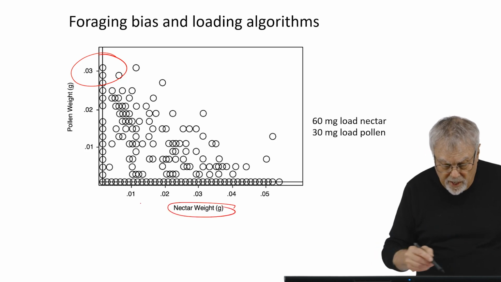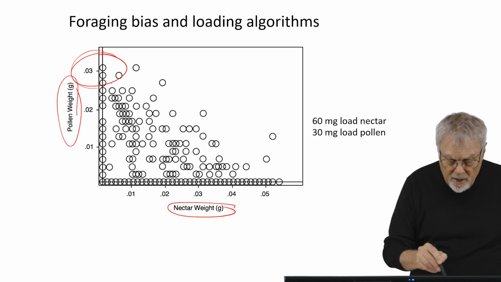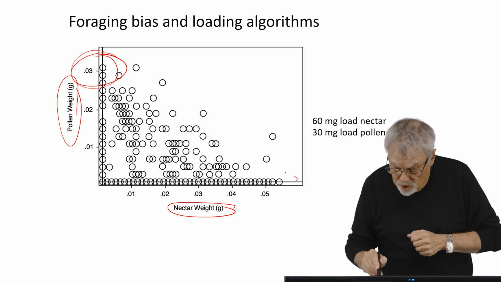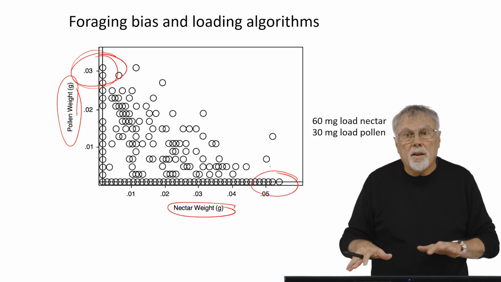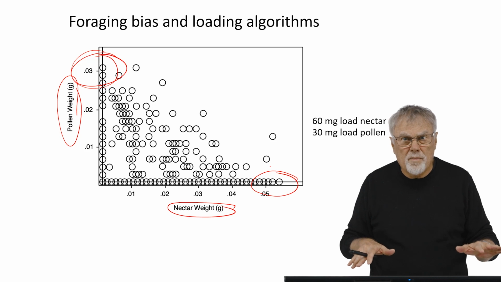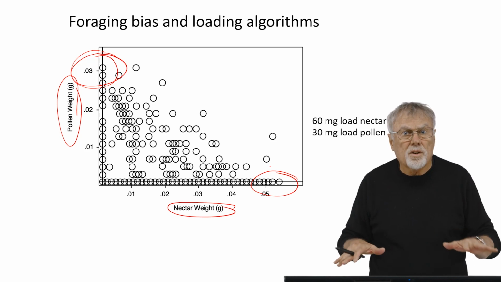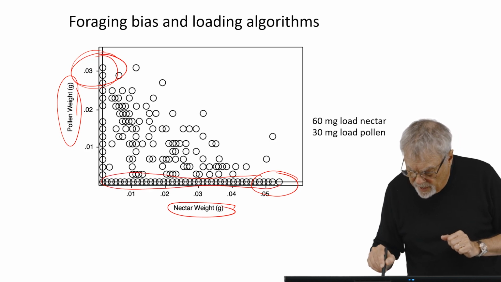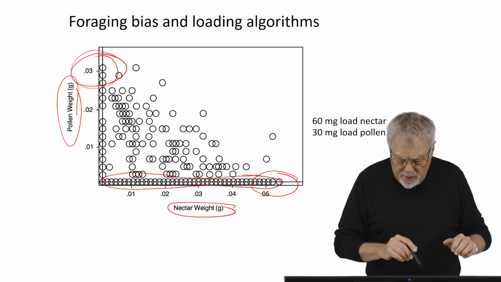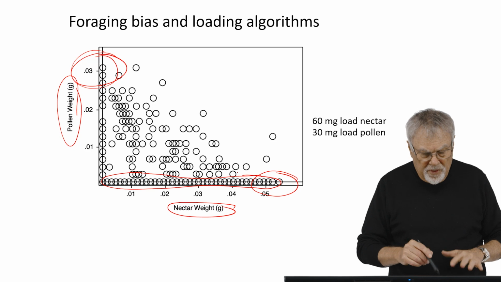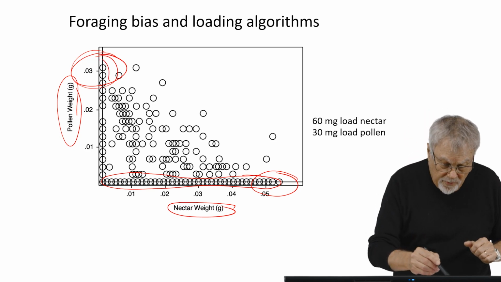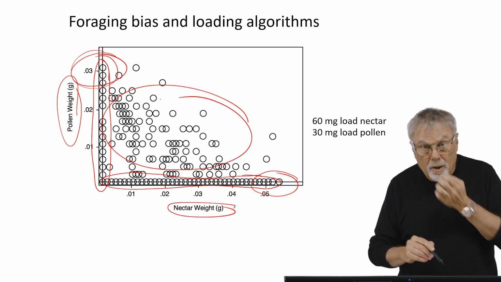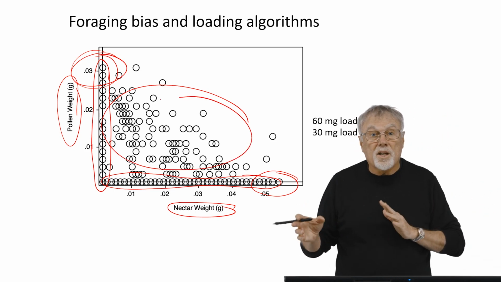So here's the nectar scale, here's the pollen scale. So these here collected only pollen and no nectar. These over here collected only nectar and no pollen. And they collected about 60 milligrams of nectar in their loads. But then you can see bees all along this axis here, this line, where they collected less nectar, but they didn't collect pollen. And here they collected less pollen, but no nectar. And then here you have a whole bunch in the middle who collected both pollen and nectar at different degrees.